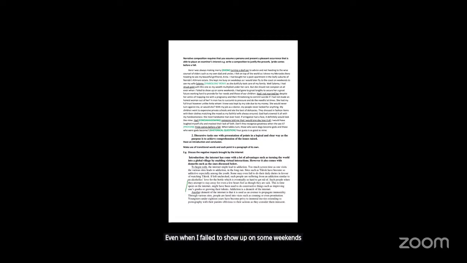I had gone to great lengths to secure her a great future, working hard to provide for her needs and those of our children. Had I not married her, despite her antics of trapping me with a pregnancy and then threatening to commit suicide if I had not made an honest woman out of her?